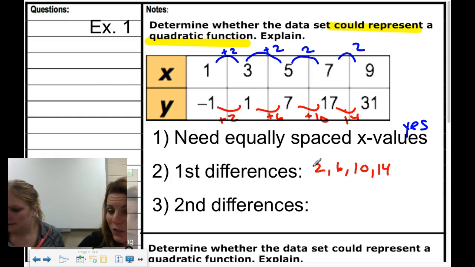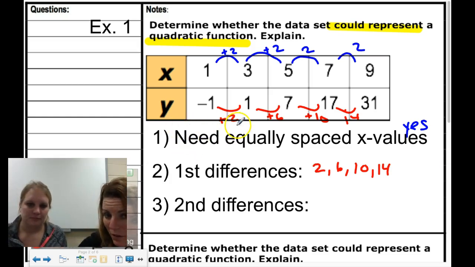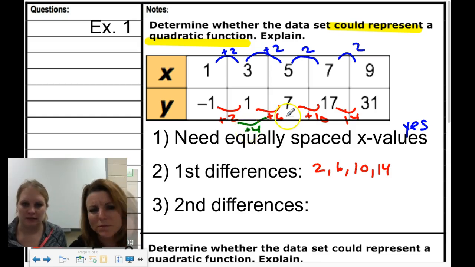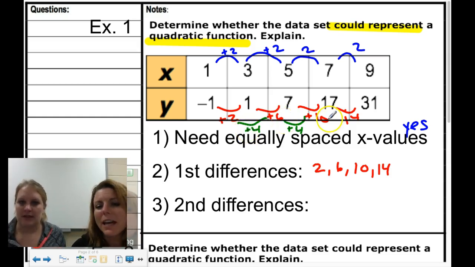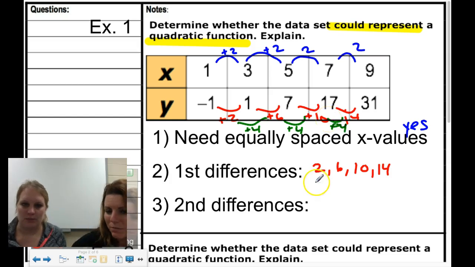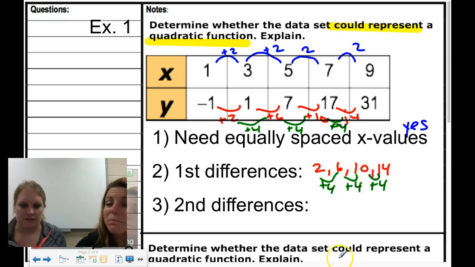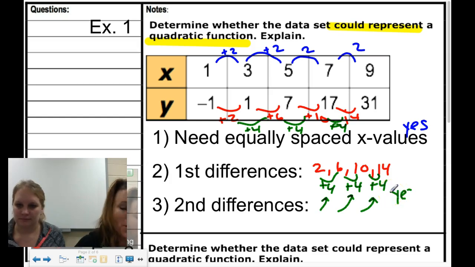Now the second difference, we could find that right from down here or there. I'm going to do it here. That's fine. So I'm adding 4, adding 4, and adding 4. So we see that we added 4 each time to our first difference to get our second difference. Because our second differences are constant, yes, we have a quadratic function.